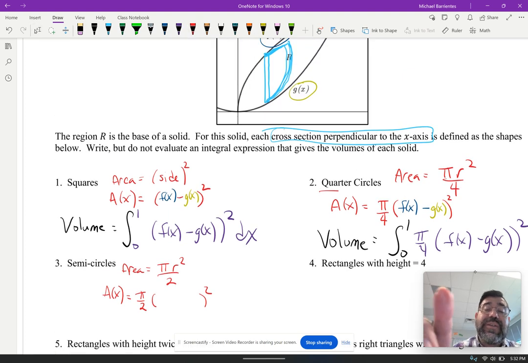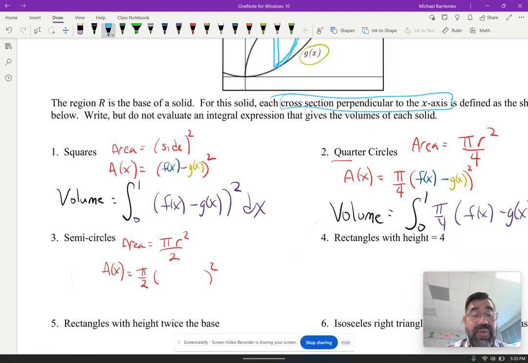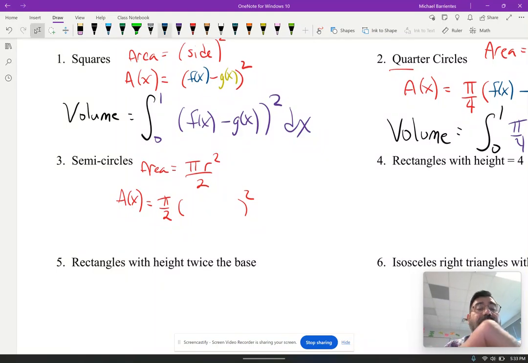But when I draw this picture over here, let me erase these parts. Then the semicircle is going to look like this, right? This length is not the radius anymore. This length is the diameter. So I'm going to have to say f of x minus g of x, which is the full length, but then inside of my squaring, I need to divide that by 2.